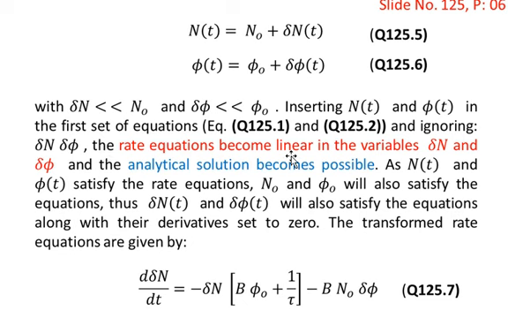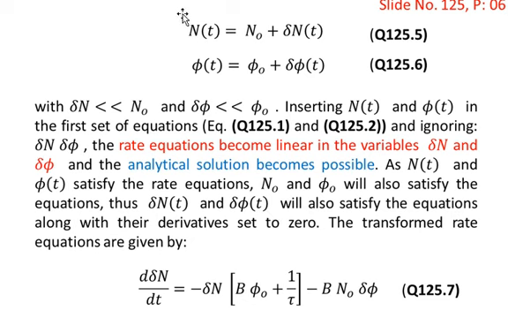The rate equation becomes linear in variable, that is linear in delta n and linear in delta phi. The equation which deals with the population inversion becomes linear in delta n, and the rate equation which deals with the rate of a photon becomes linear in delta phi, and the analytical solution becomes possible. As n of t and phi of t satisfy the rate equations, n naught and phi naught will also satisfy the rate equations.